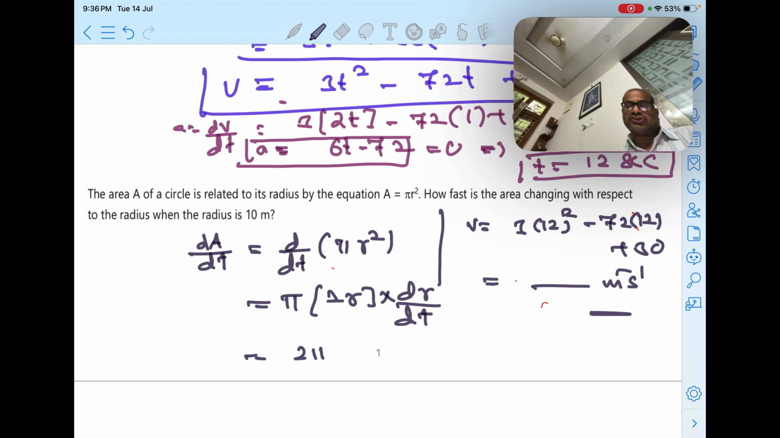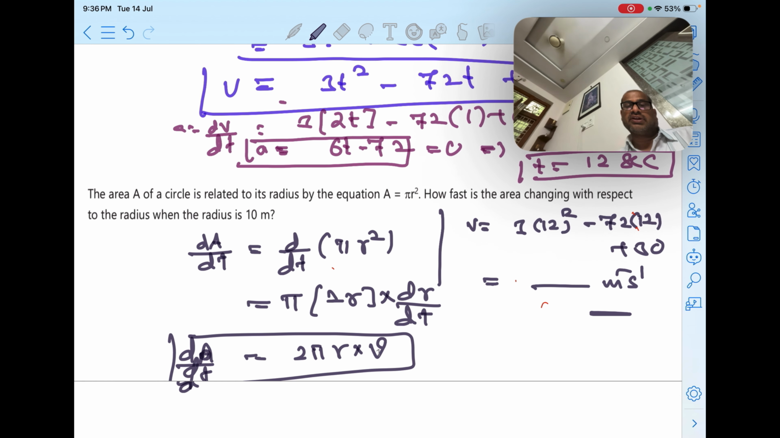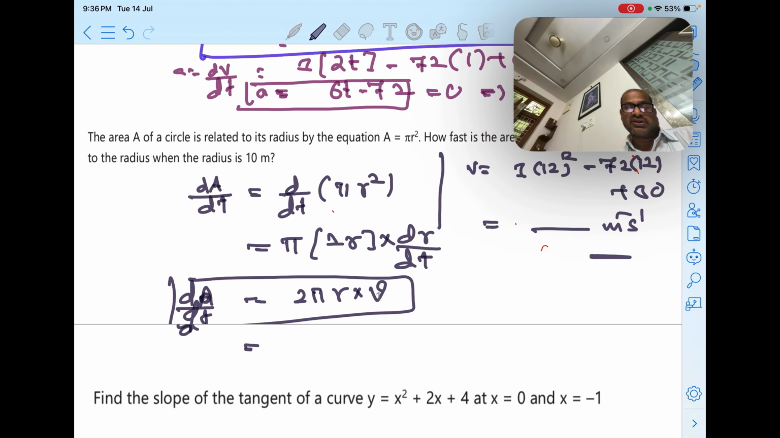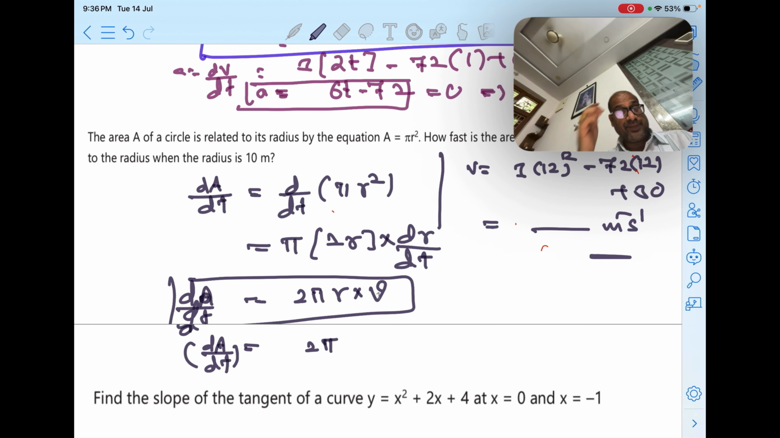This is 2 pi r into dr by dt. So this is the rate at which area is changing, dA by dt. He's asking this value when radius is 10 meters. Substitute here. Therefore, dA by dt at r equal to 10 meters is equal to 2 pi into 10 meters.